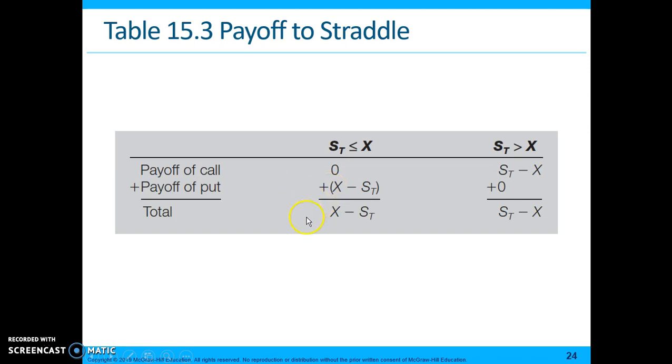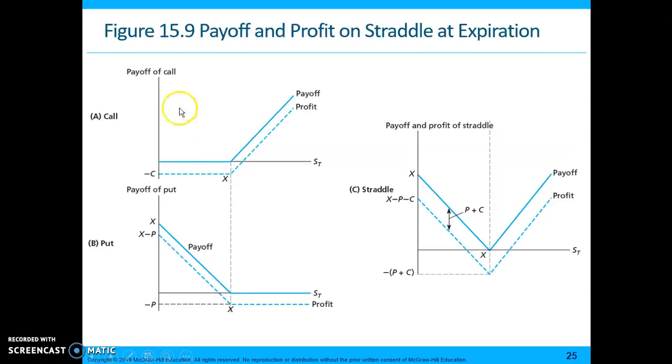We'll take a look at the graphs here. So here's the call. It goes out and goes up at a 45-degree line. That's the payoff. The call premium, we're paying that premium. So until we get to the strike price, we're losing the premium on that call. And then the put is the opposite direction, again in a 45-degree line.